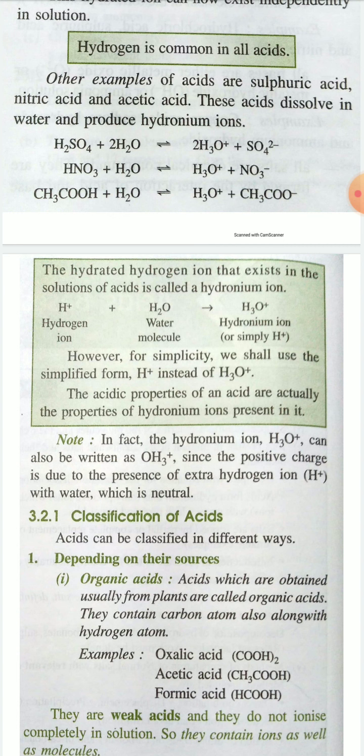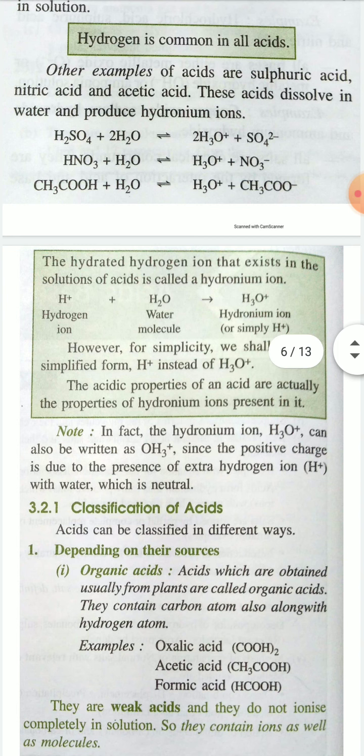The acidic properties of an acid are actually the properties of hydronium ions present in it. Note, in fact, the hydronium ion H3O plus ion can also be written as OH3O plus, since the positive charge is due to the presence of extra hydrogen ion with water, which is neutral. So H3O plus ion can also be written as OH3O plus.